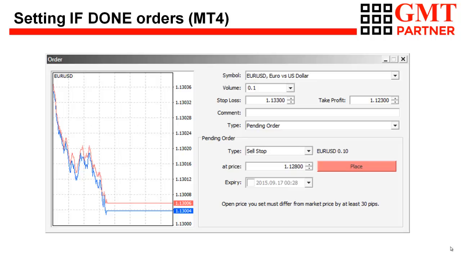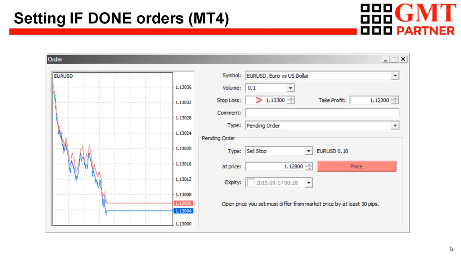Let's consider the operation of placing a bundle of if-done orders in the following example with the currency pair Euro versus US dollar. First, in the dialog box, select the execution type of the transaction, pending order, the currency pair, and the transaction volume. Then, set the parameters of the main order used for position opening. For example, let's place a sell stop order at the 1.1280 price level to open a short position.